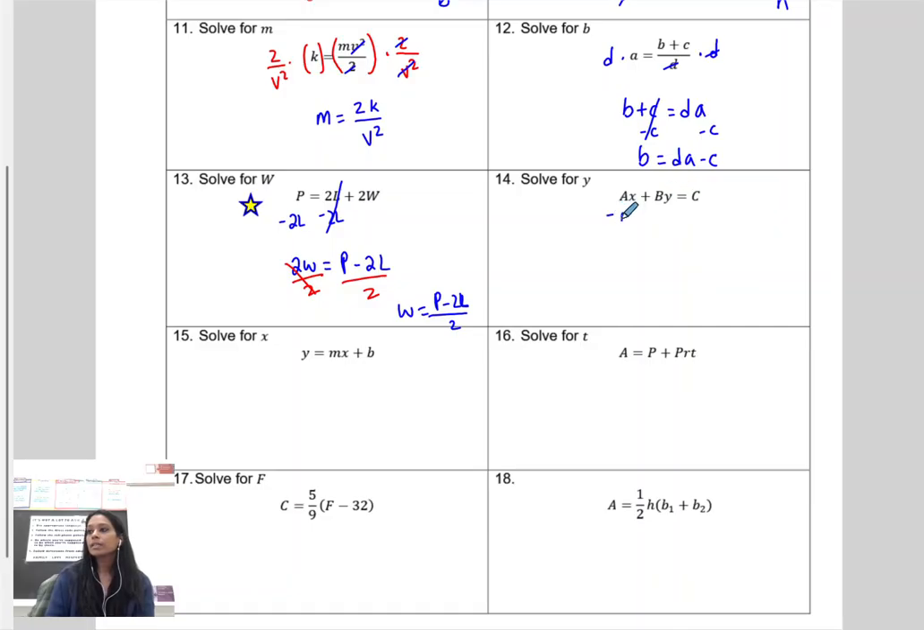Solve for y, so I'm going to get rid of the AX. So you have BY equals C minus AX, and then divide out the B.